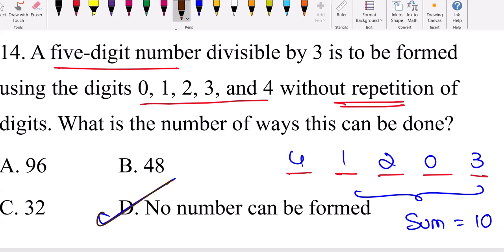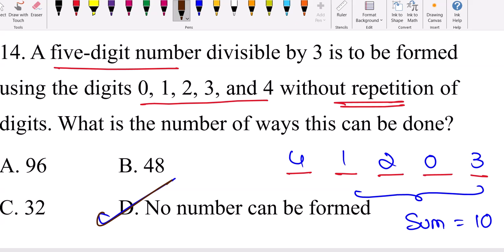Option D. No such number can be formed. Sir, you started with 4, but try starting with 1. If we start with 4 or 1, the digits will be the same. If I'm given 6 digits and asked for a 5-digit number, then I have a choice to pick. 1 can be left out, or I can try some 5 digits among 6. Here they've given 5 digits and they're asking for a 5-digit number without repetition. So I have to use all the digits.